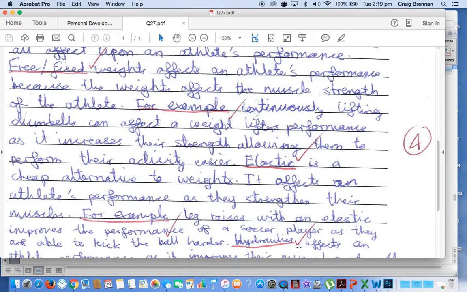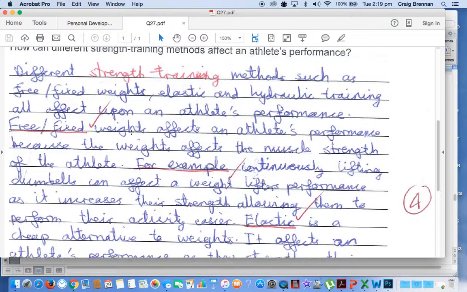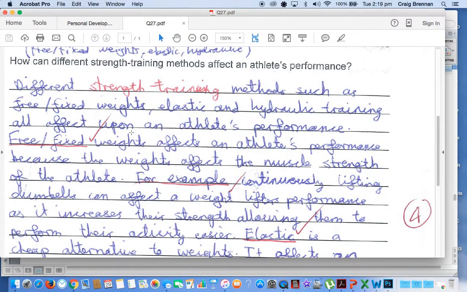You had to include also examples for each section, and this is an area that I thought boys struggled in as well. A lot of boys would have some of the areas in there, but weren't able to include examples. So it's really important that they put the examples in there to show how it can affect an athlete's performance. But that was a very good answer, well set out, and for 4 marks, it's an easy 4 marks.